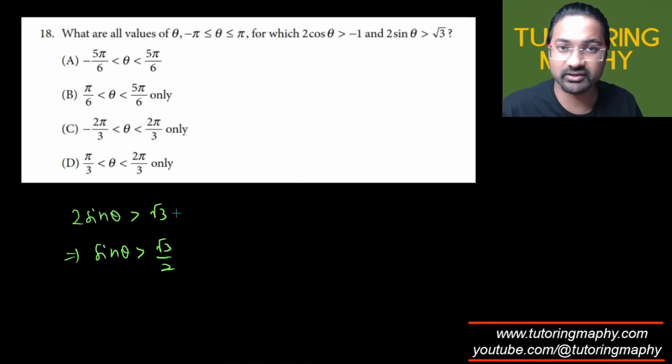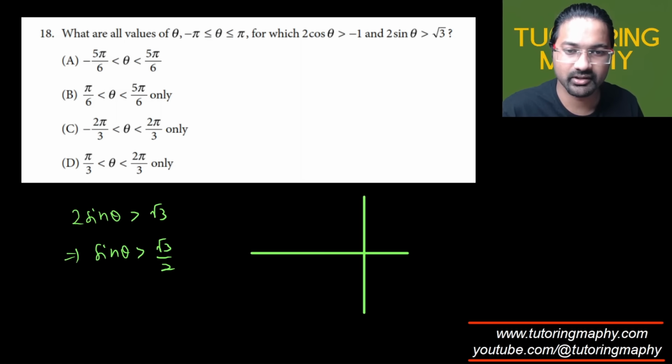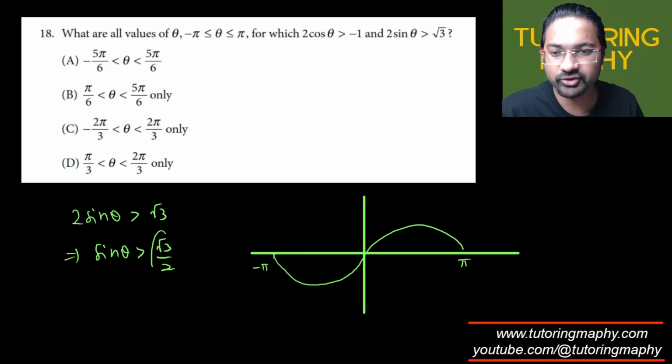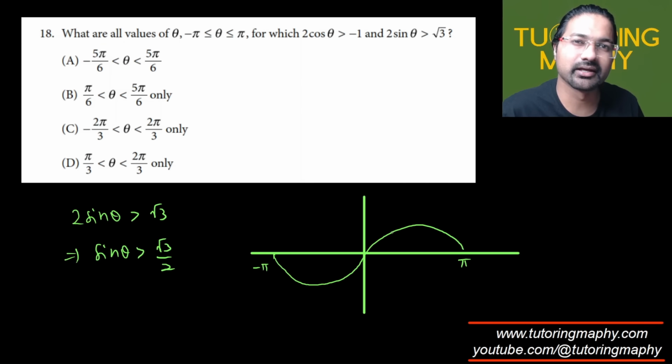Well, if you ask me, I'll just draw a graph, because making a graph will be really helpful for us. -pi to pi, sine is going to look like this. This is pi, this is -pi, and they need it to be greater than √3/2. And can you tell me at which angle sine is √3/2? 60 degrees. First angle is 60, which means that 60 is somewhere around this, pi over 3, because this is pi over 2.